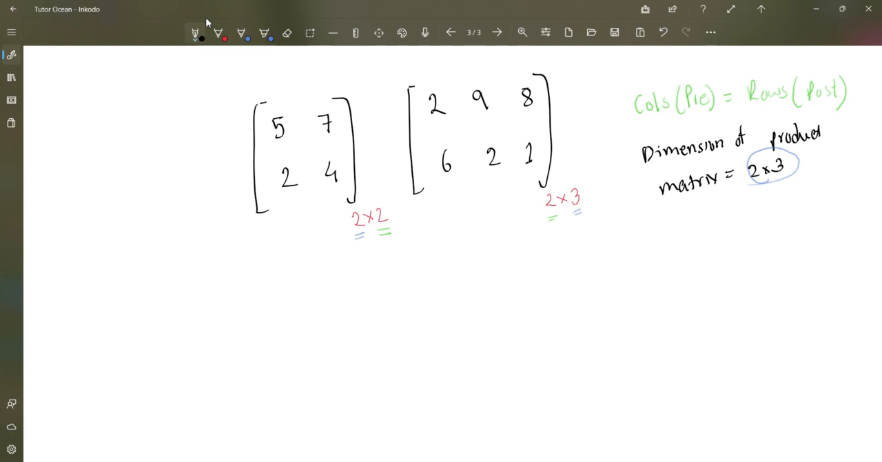Okay, before we start the multiplication, let's just think about the matrices separately. In the first matrix, that is the pre-matrix, we can see that the first row is 5, 7, right? So how many elements are in the first row? 2. Let's write the number of elements in the first row equals 2, in the pre-matrix. Obviously, remember the pre-matrix.